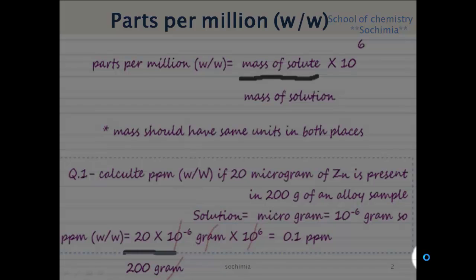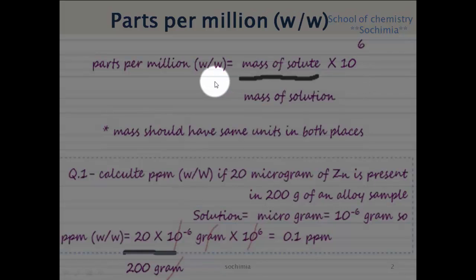As far as parts per million is concerned, it's commonly used in two ways: weight by weight and weight by volume. So weight by weight parts per million, as you can see here, the formula is given. It's mass of solute divided by mass of solution into 10 raised to power 6 or 1 million.